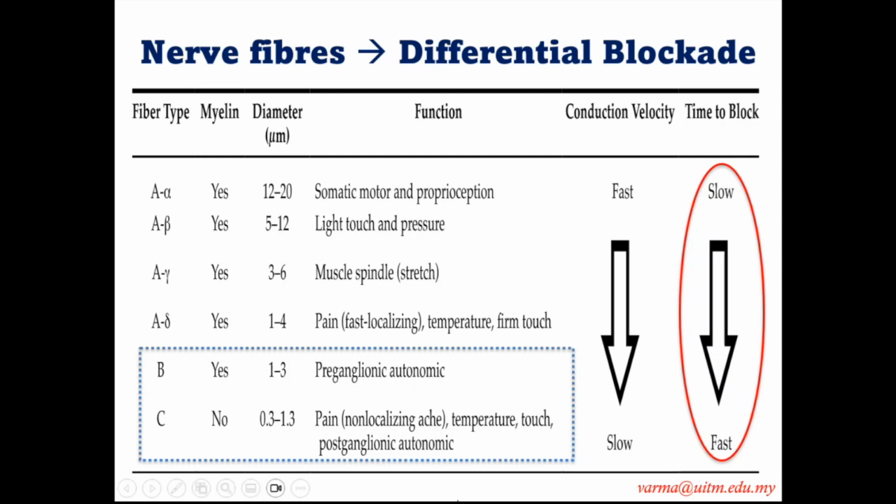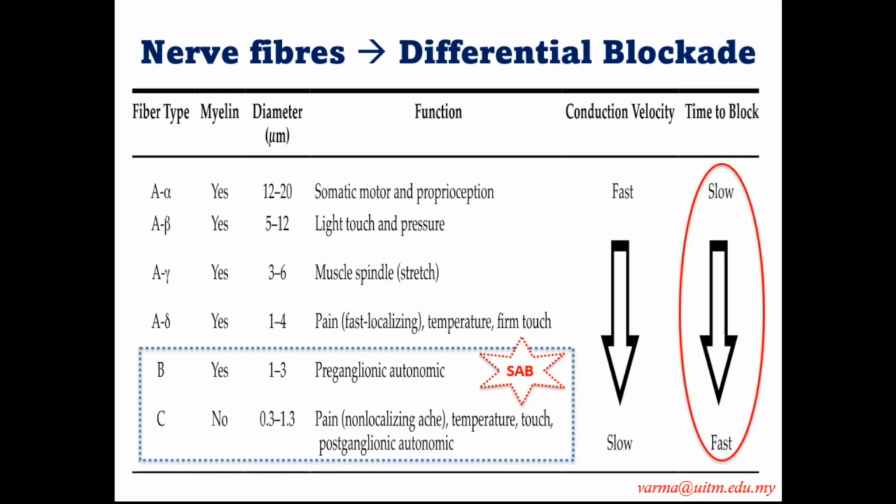It means the B fibers, which are preganglionic autonomic fibers, are being blocked first before the C fibers. Why is that so? Because biologically, the smaller diameter should be blocked first. However, the B fibers are getting blocked first. That's why in spinal anesthesia, we get hypotension secondary to vasodilatation first, before the patient can have a complete blockade of the pain, touch and temperature sensation.